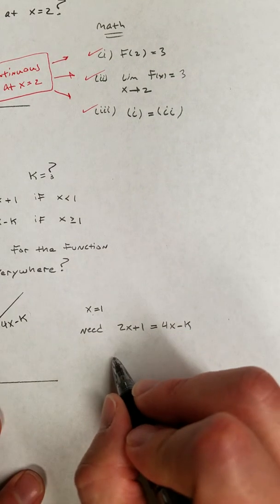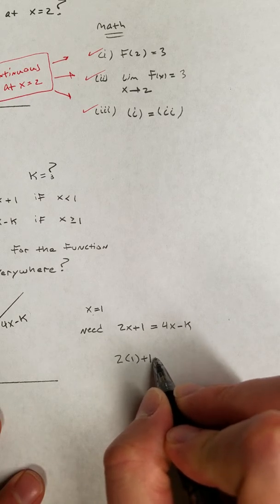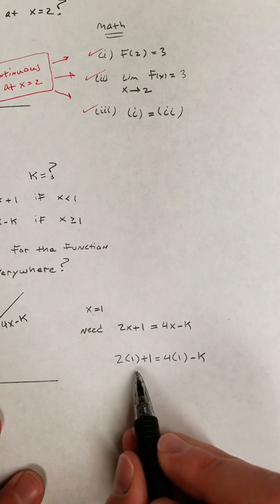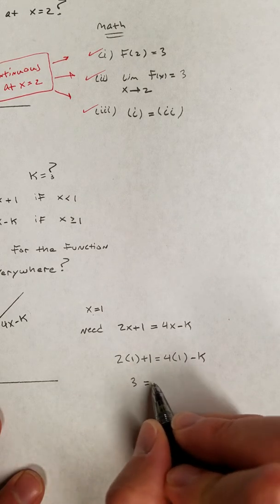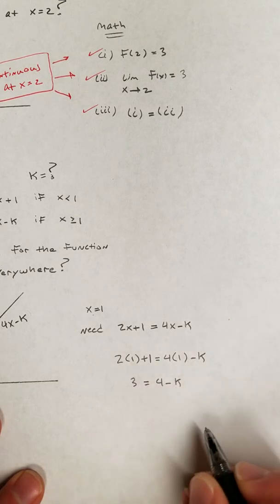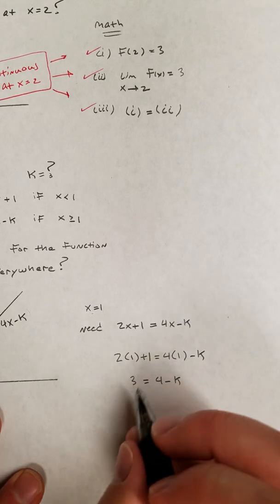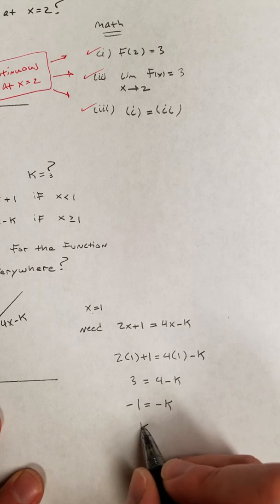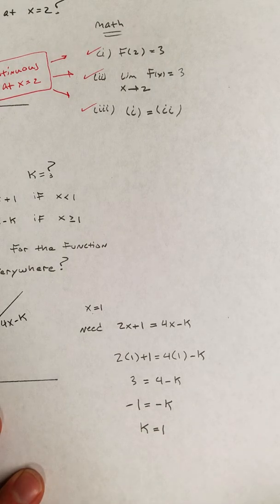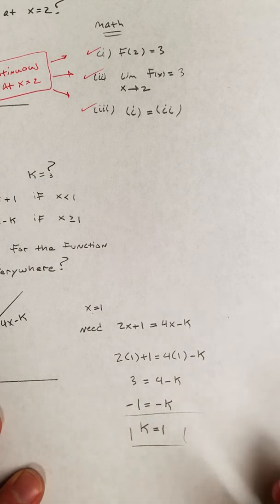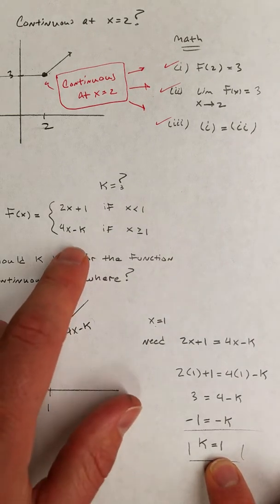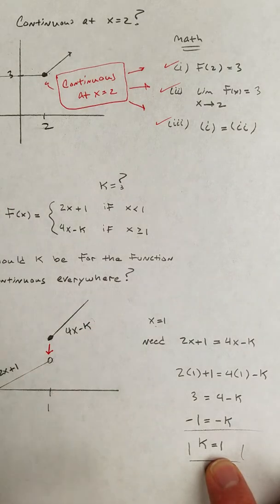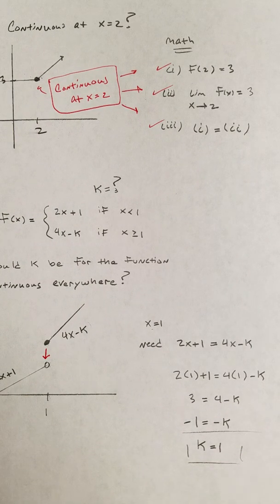So we'll put 1 in for x. 2 times 1 plus 1 equals 4 times 1 minus k. This turns out to be 3 equals 4 minus k. And then we'll get negative 1 equals negative k, or k is equal to 1. Okay, so that's my number. If that was 4x minus 1, this would be continuous if we sketched it, if we drew it, etc.